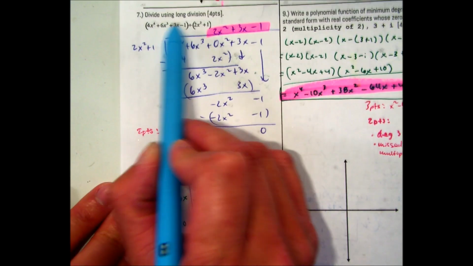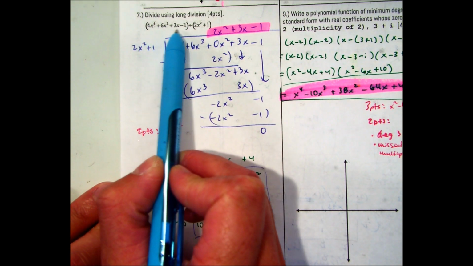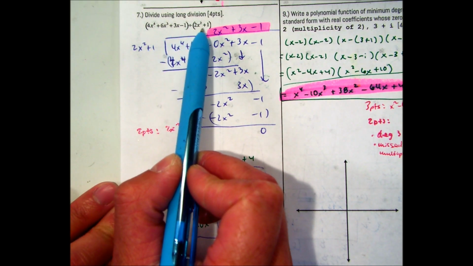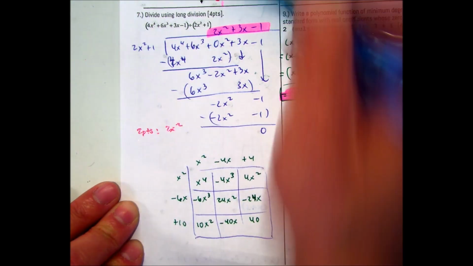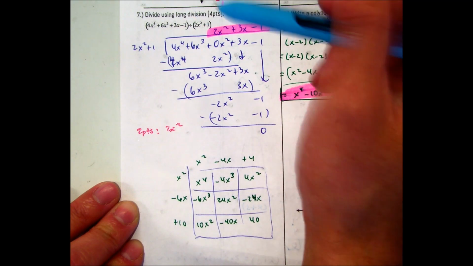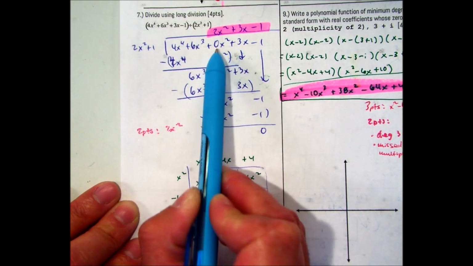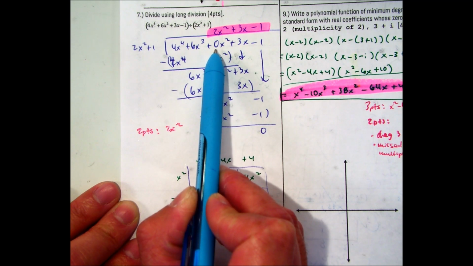Divide using long division: 4x to the 4th plus 6x to the 3rd plus 3x minus 1, divided by 2x squared plus 1. A lot of students had right answers but not correct work. You got points off for that for the rest of the quiz. If I write down this polynomial, I need to have a placeholder because I'm missing the 0x squared.